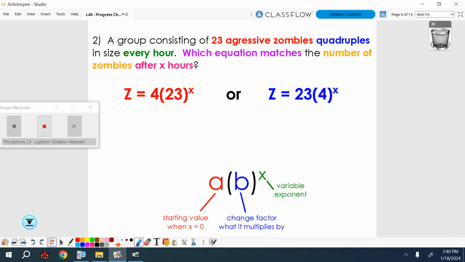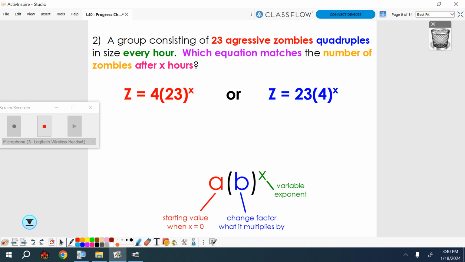The A value, that's going to be our starting amount. So we're looking for the number that tells us what we're starting with. Our B value is how we're changing, what our change factor is. And then the exponent, that X value, is going to stay a variable for these problems because we're looking for an amount of time. And unless it gives us that amount of time, we're going to keep this as a variable.